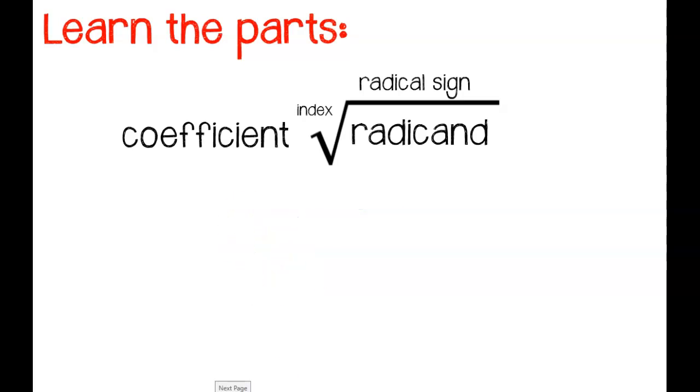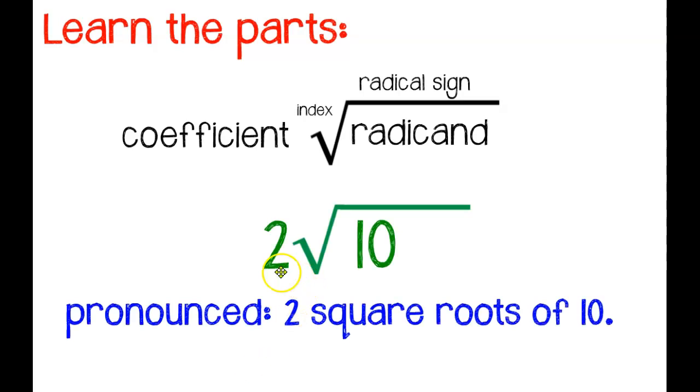So let's take a look at an example of a radical expression. Right here we have the number 2, and it's multiplying the square root of 10. So we pronounce this 2 square roots of 10. 2 times the square root of 10.